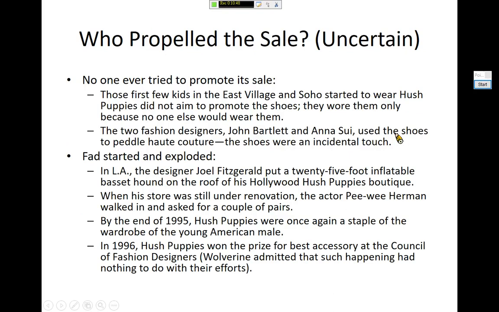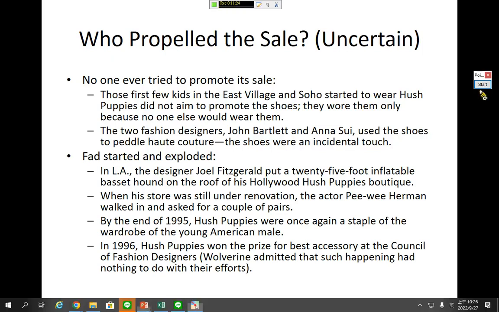So let's go to the Hush Puppies case. Who propelled the sales? Who made this? If you really want to promote your product, if anyone here is running an online store, you will know it is very difficult, right? If you want to sell something to others online, wow, you need to put a lot of money into a promotion, provide a lot of incentives, right? But for the case of Hush Puppies, it seems that no one was doing the business.